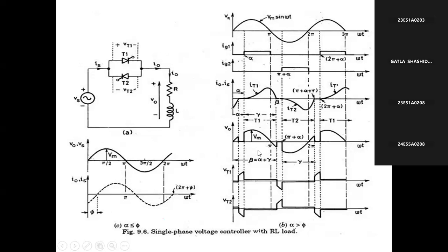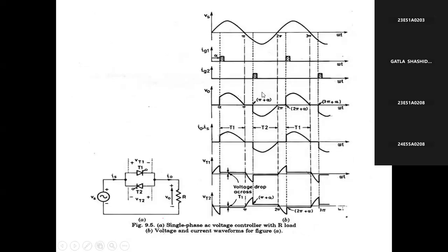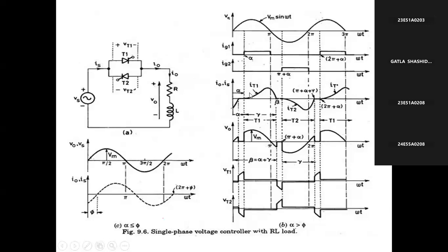Any doubt in the RL load? In RL load current is delayed, but in the resistive load current is not delayed. Exactly at alpha current is increasing, exactly at pi current is coming to 0, exactly at pi plus alpha current is increasing. But in RL load it is not the case. Current increases up to pi. After pi immediately current will not come to 0. It will take some time for the load current to decay to 0 because of the presence of inductance.